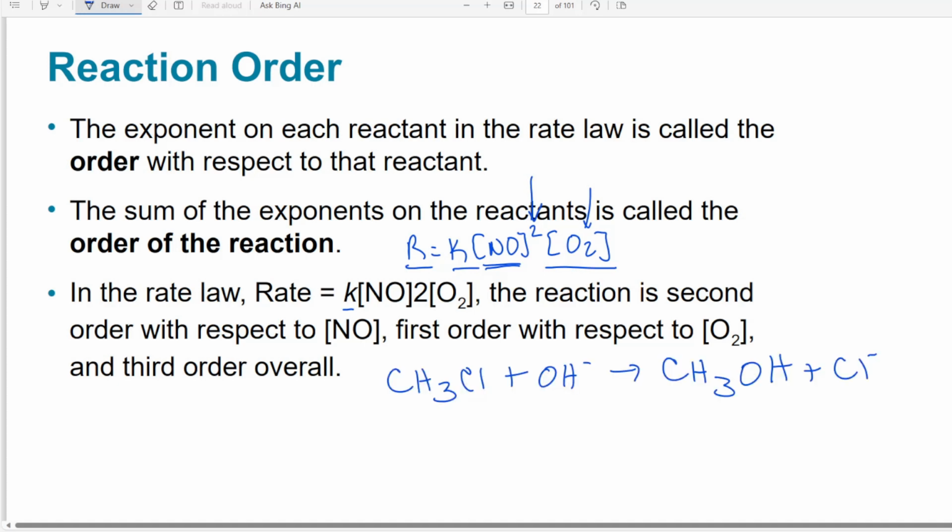Let's consider the organic reaction where we have chloromethane plus hydroxide yielding methanol plus chloride. Experimentally, the rate was determined to be equal to some k times the concentration of chloromethane times the concentration of hydroxide, both raised to the first power. So we would say this reaction is first order with respect to chloromethane and first order with respect to hydroxide and second order overall.